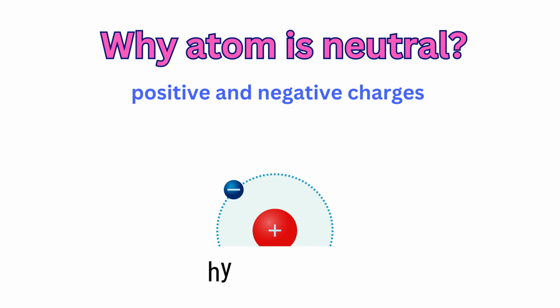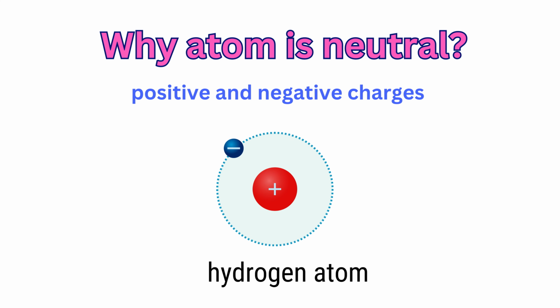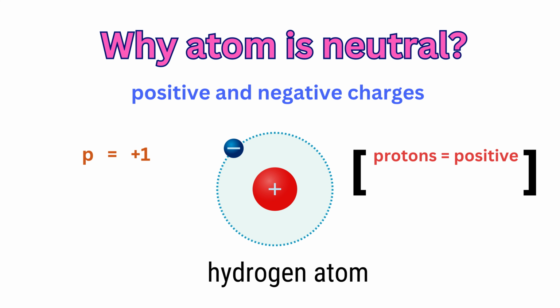Well, consider a hydrogen atom. If you count the number of protons in it, you will get one proton. I write proton is equal to positive 1. Remember that protons are positively charged particles. When you count electrons in a hydrogen atom, you will get one electron. I write electron is equal to -1. Remember that an electron is a negatively charged particle.